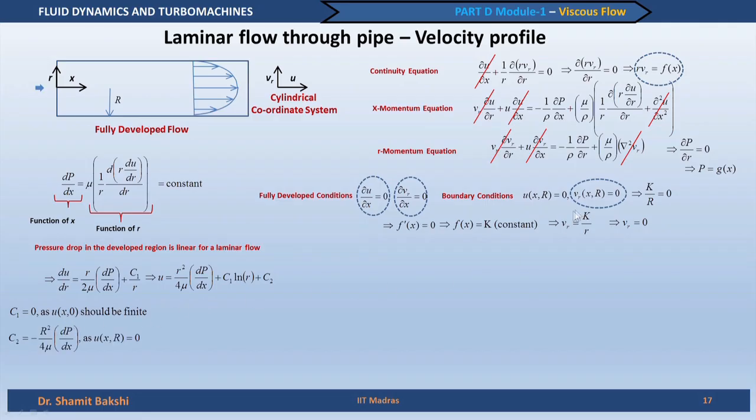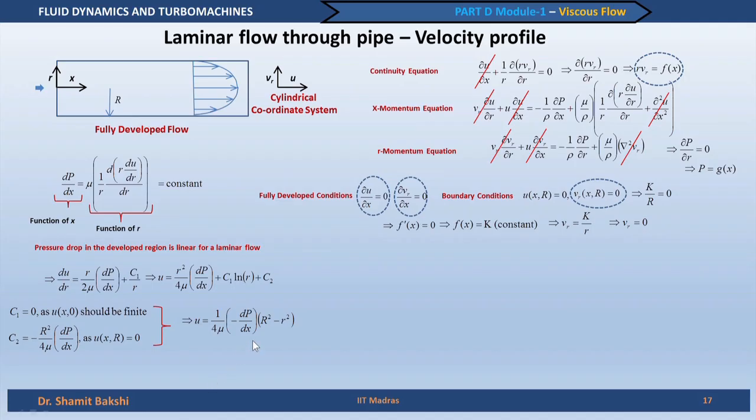And what happens to C2? C2 can be obtained from the other boundary condition. If you plug in the boundary condition that u(x, R) is equal to 0, you get the value of C2 as this. So, now just by plugging in the values of C1 and C2 into this solution, we get the velocity profile. So, we can get an exact solution. This is one of the rare cases in which we can get an analytical solution, at least for a laminar flow.